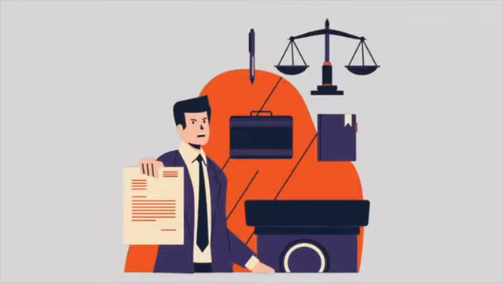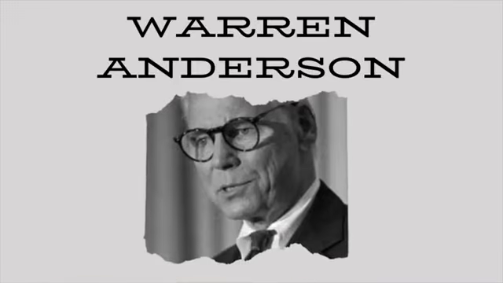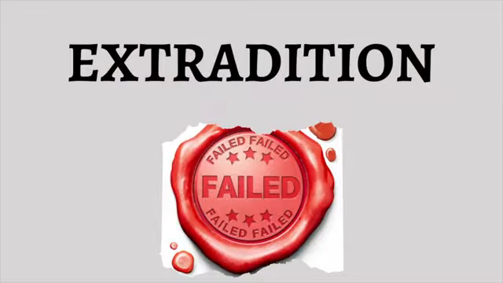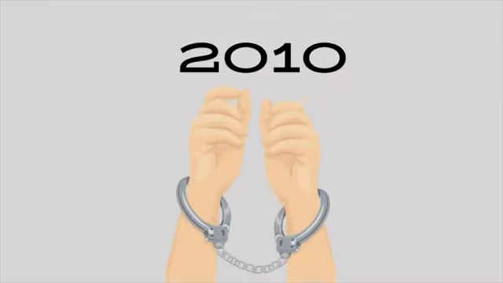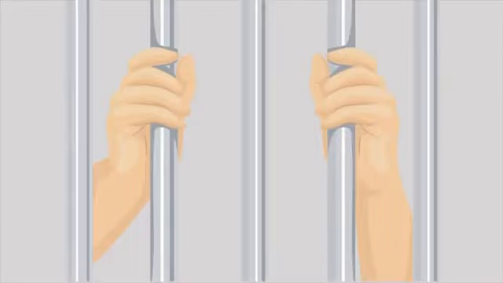Many legal battles were fought against the Union Carbide Company and the employees for years. The extradition of Warren Anderson, who was the CEO of the company at the time of the disaster, failed. In 2010, 7 former employees of the plant were convicted for death by negligence and sentenced to 2 years imprisonment and a fine of about $2,000 each.